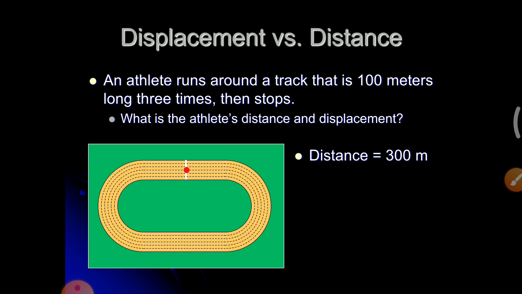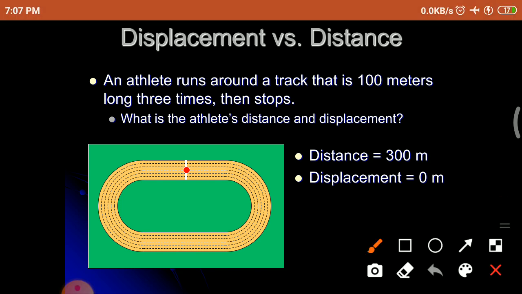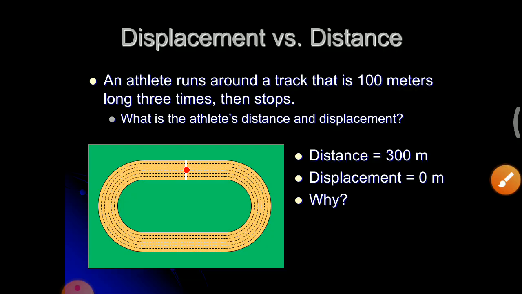What is the displacement? The displacement is equal to 0. Why? Because the starting position of the athlete is here and the ending position is also here. So final position minus initial position is the same. So here the displacement is 0 meters. Why? Because the starting and final position of the athlete is the same. So the displacement value is 0.